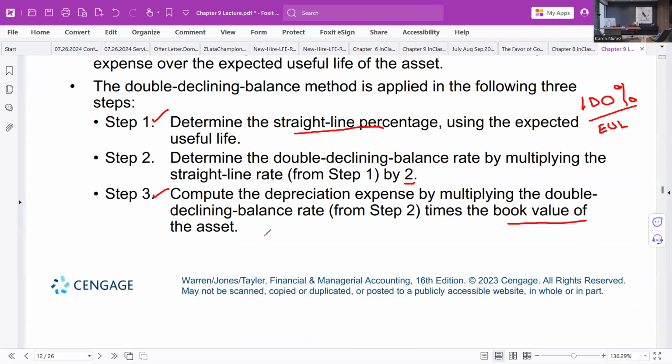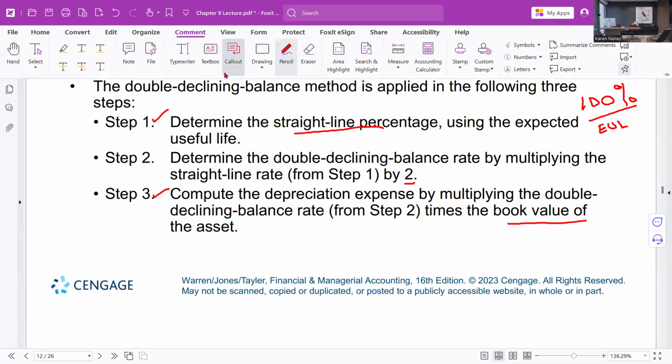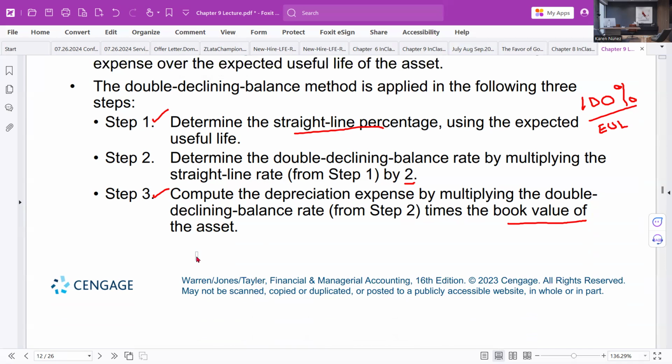What's the book value? Well, I'm going to switch to the calculator mode here. The book value of an asset equals the cost of the asset minus any accumulated depreciation. So the book value of the asset, again, is the cost minus the accumulated depreciation. And we're going to find the depreciation expense by taking the DDB rate times the book value of the asset.